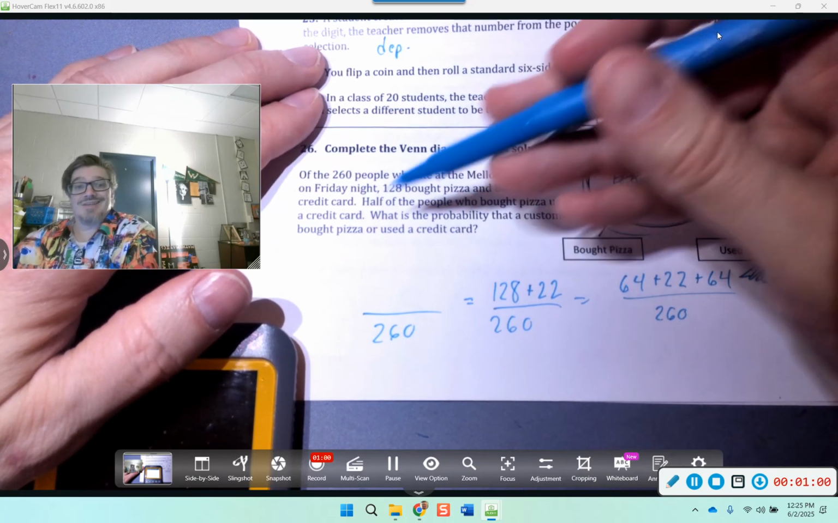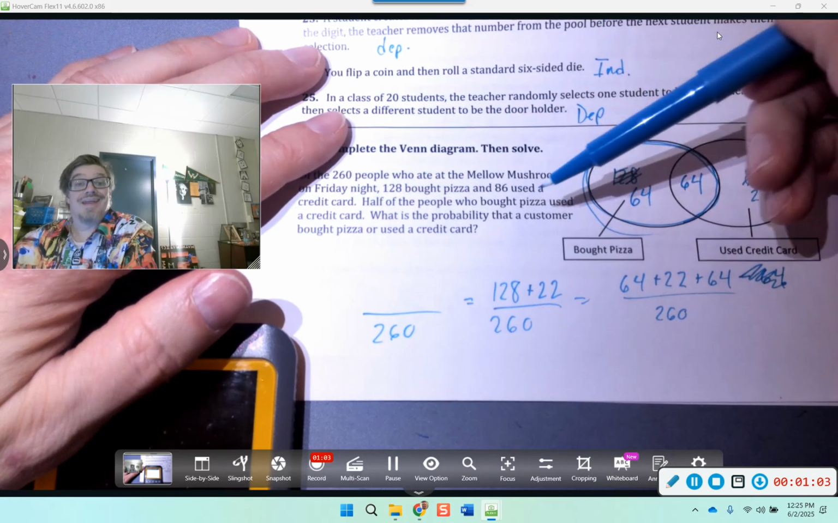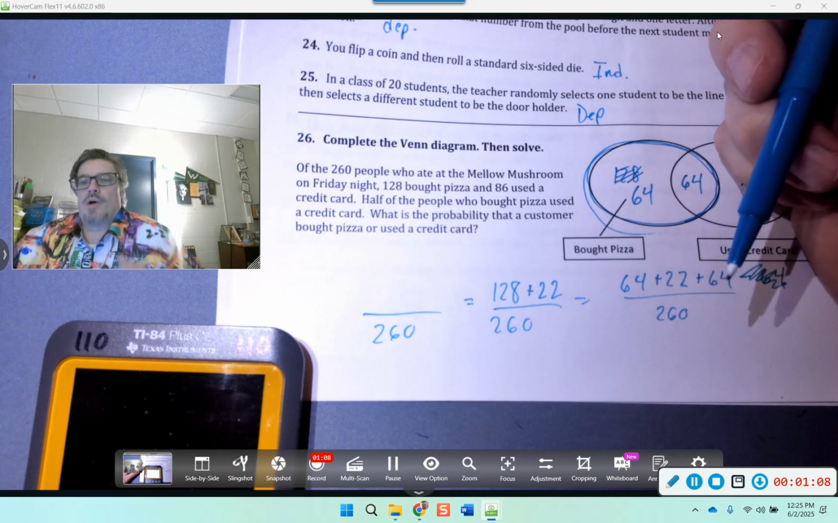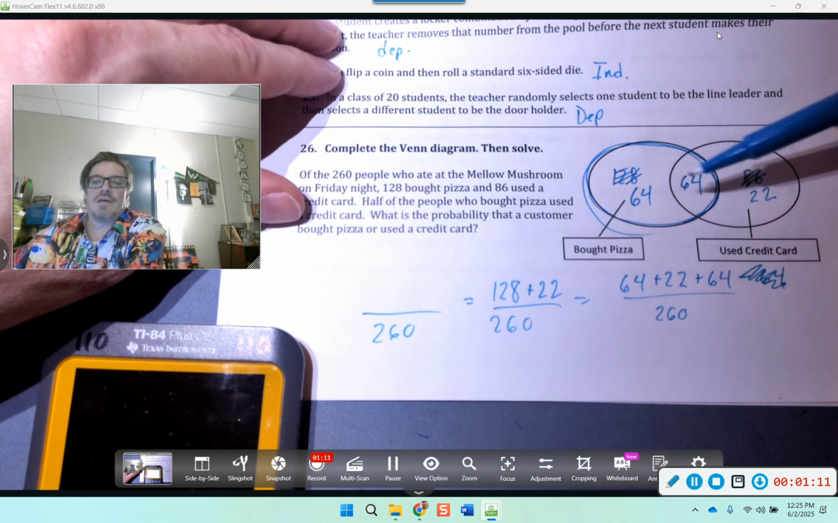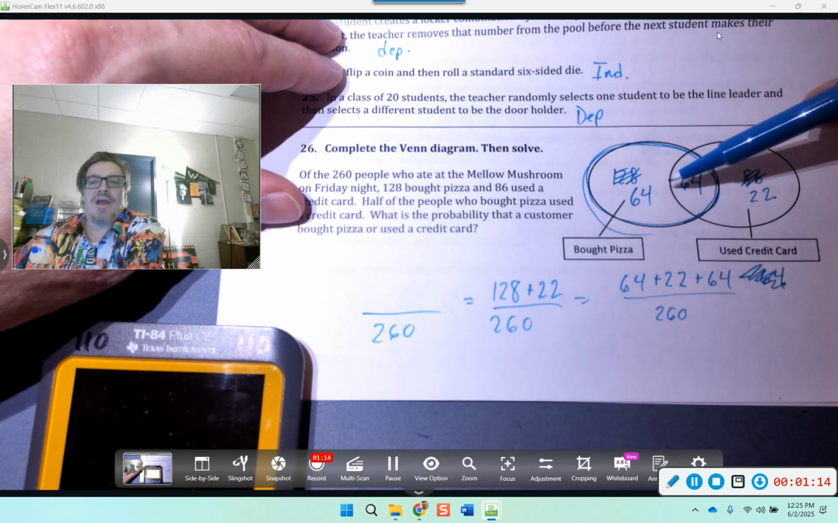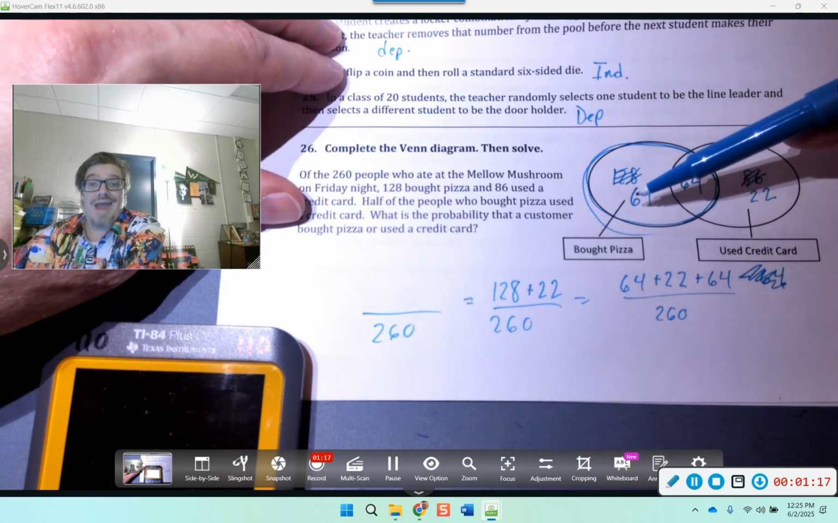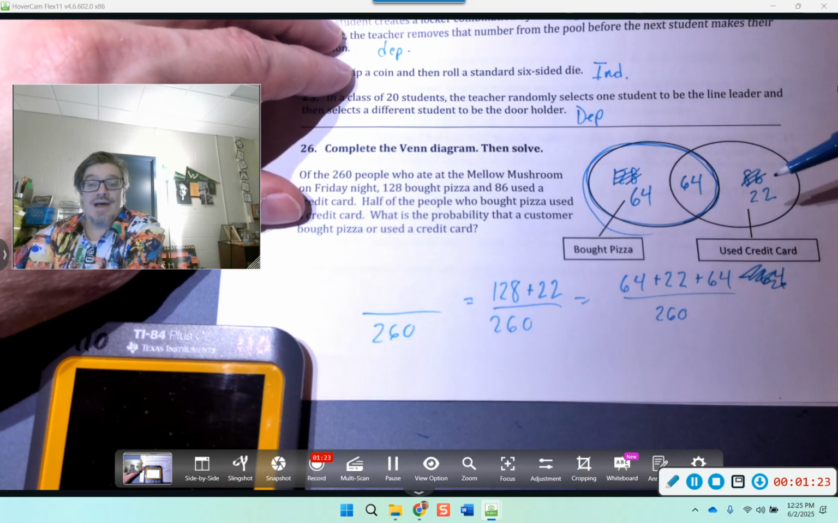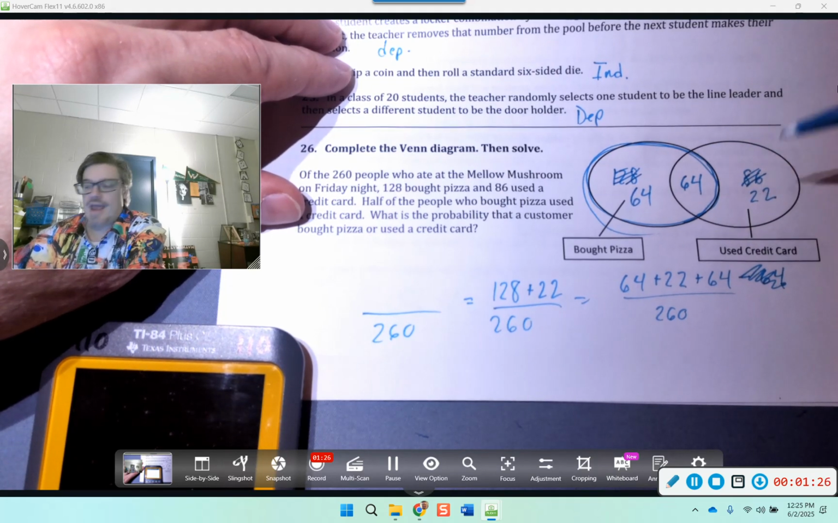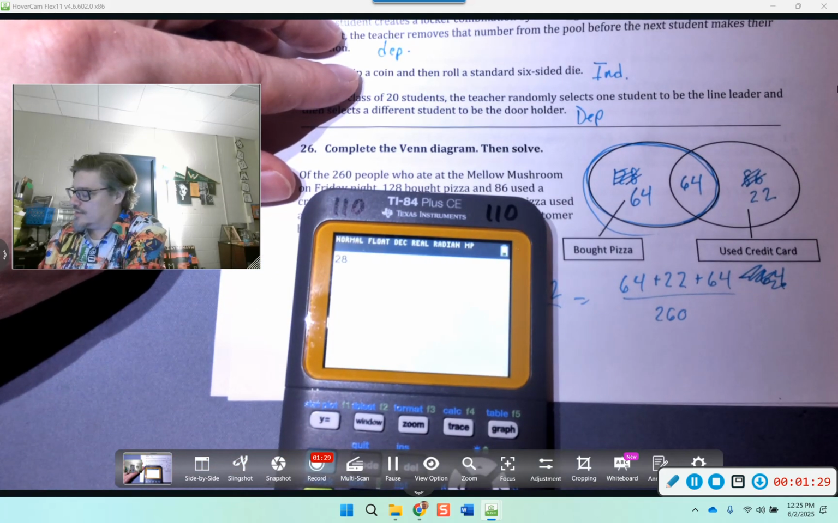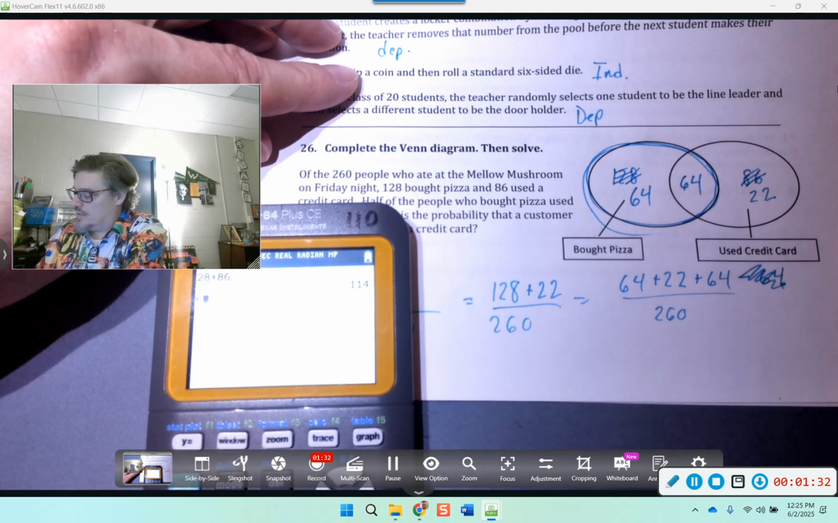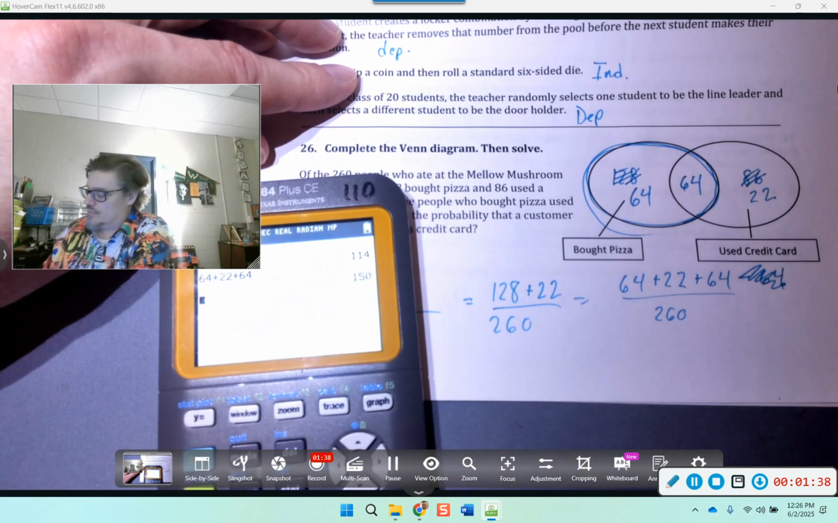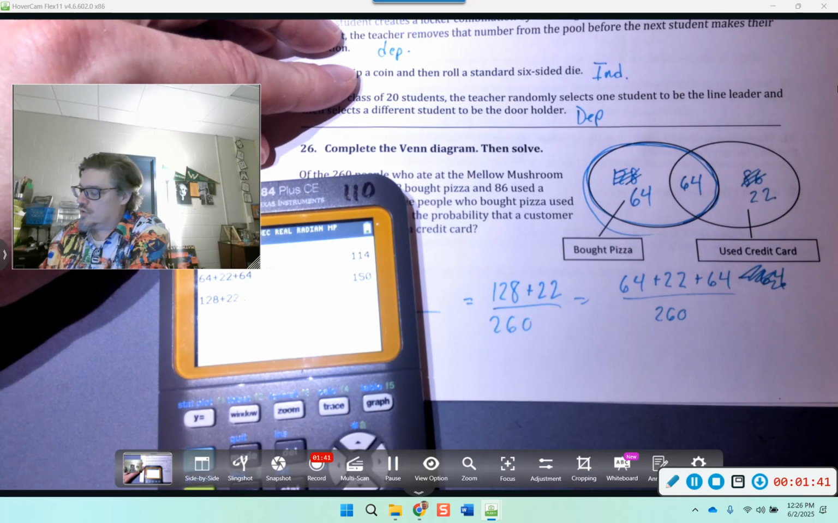Okay, now how is this going to play into calculating the probability that a customer bought pizza or used a credit card? Okay, so if they bought pizza or used a credit card, what we are doing here is making sure we're adding all of these together. We're adding 64 plus 64 plus 22. Now let's just double check this. What's 64 plus 22 plus 64? Oh, I missed the 128.